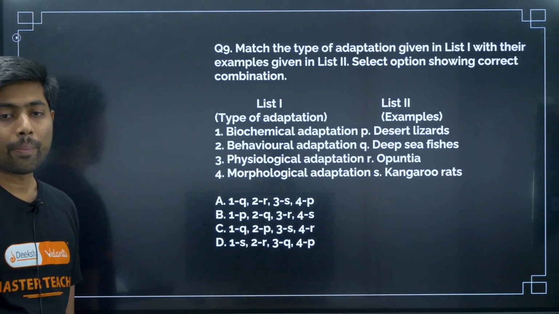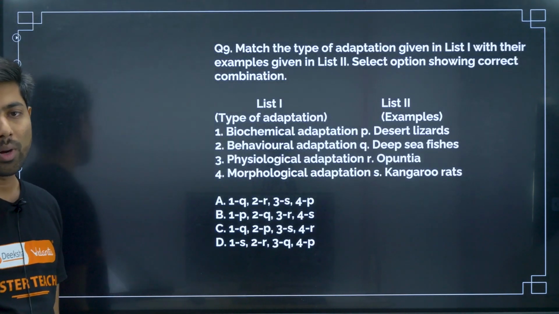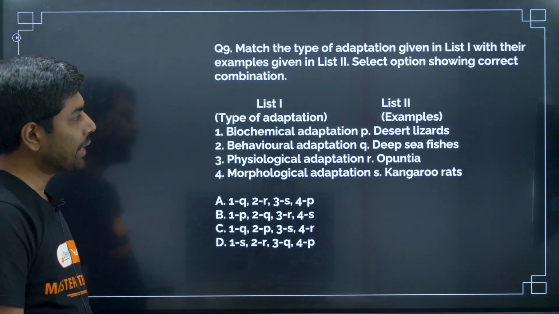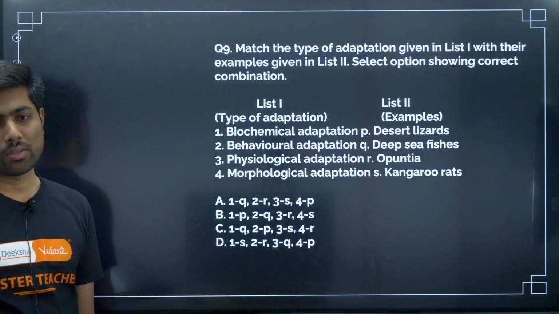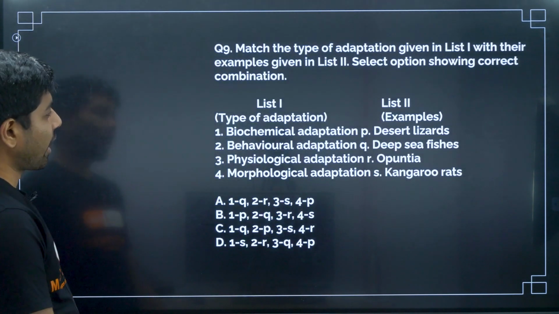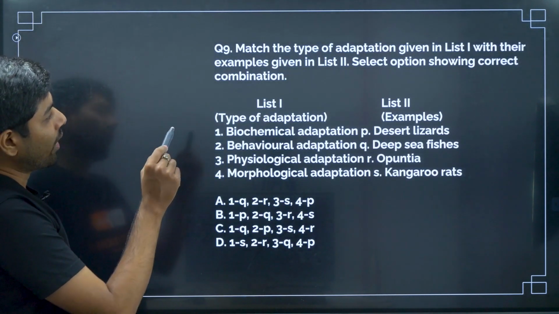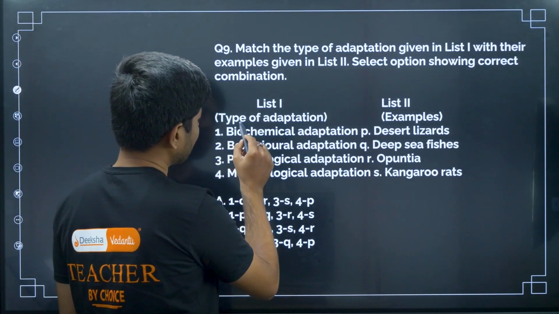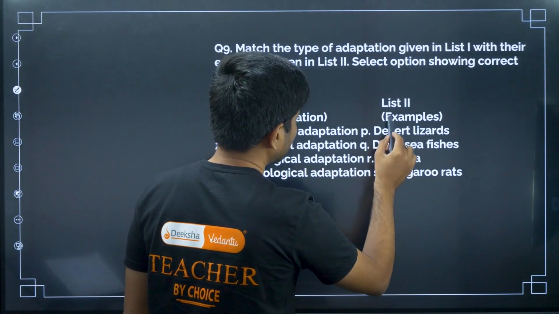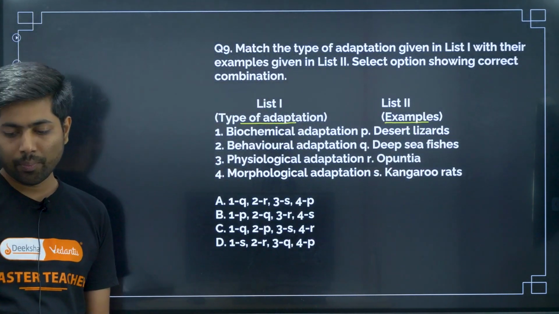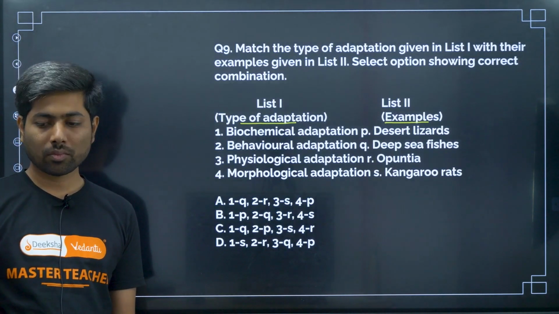Okay. Now let us look at question number 9. Now this is also from a deleted portion called adaptations, organisms and population adaptation. Now what have they given? They have given types of adaptations on one side, then they have listed the examples on the other side.